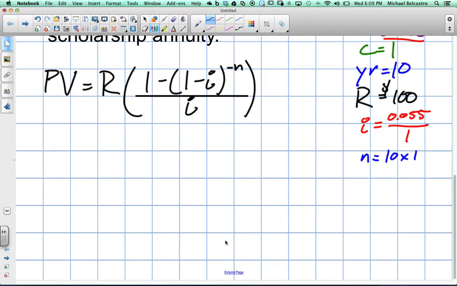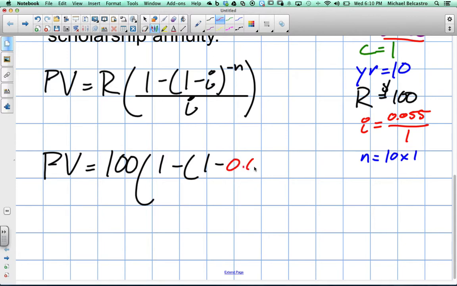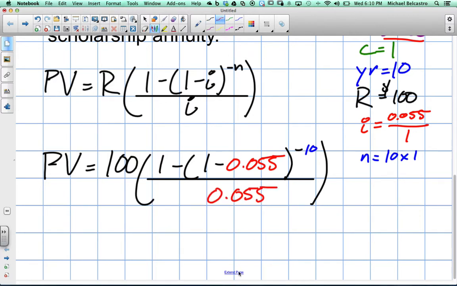So we plug in our numbers. It's pretty straightforward, this part. PV is equal to regular payments, which is 100, times 1 minus 1 plus our I, which is 0.055, to the power of negative, well, our n value is 10, divided by 0.055. Okay, so the goal here is to isolate for PV, which we've done. PV is on the left side. How much do we have to invest right now?